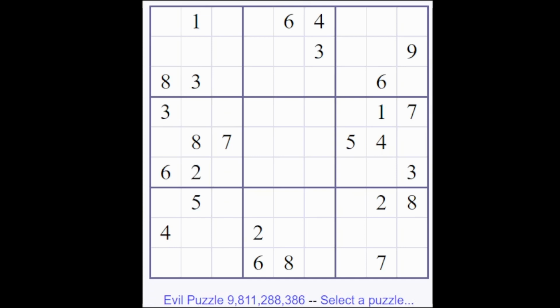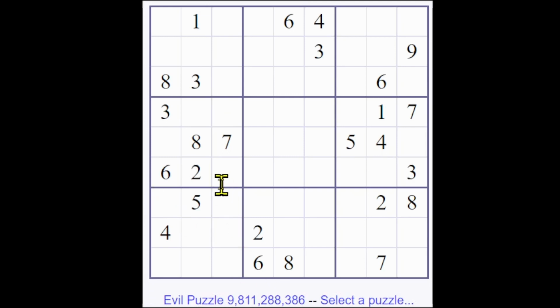I have to say, though, that they also vary a lot. Some seem very, very easy to solve, and others are much tougher and even sometimes require pencil marks. Let's see how this one goes.